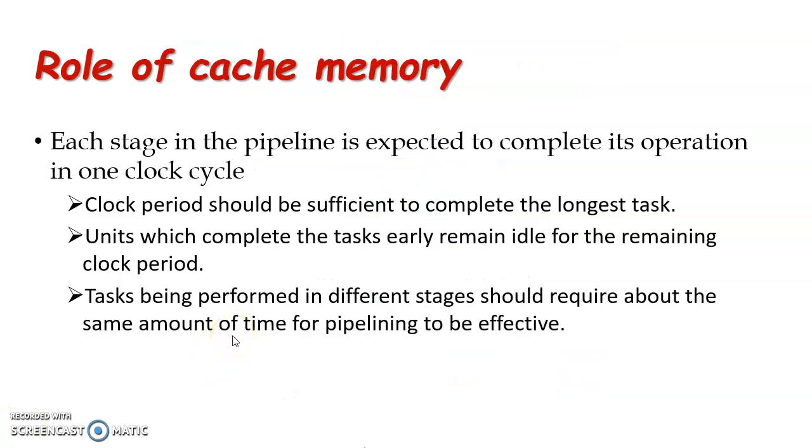Okay, next topic is the role of cache memory. Each stage in a pipeline is expected to complete its operation in one clock cycle. So the clock period should be sufficiently long to complete the task being performed in any stage. Normally, the instruction fetch takes more time. The clock cycle has to be equal to or greater than the time taken to finish the fetch instruction. If the instruction is in main memory, then the clock time will be more, and the pipeline would be of little value. To solve this memory access problem, the concept of cache memory can be used.